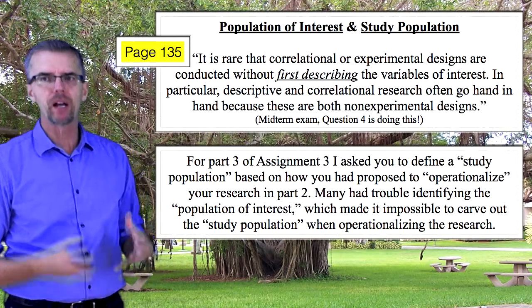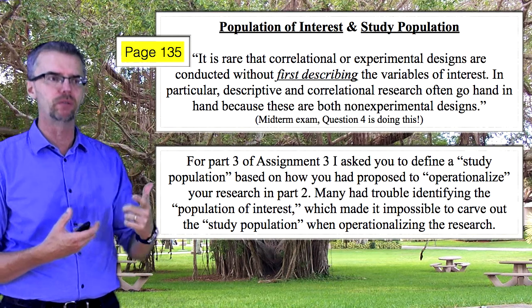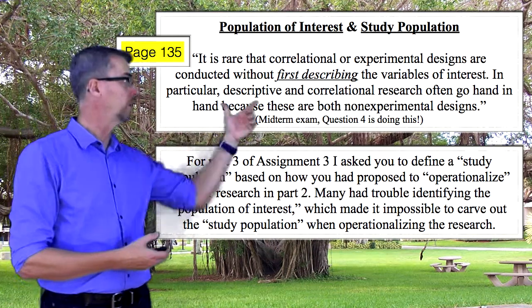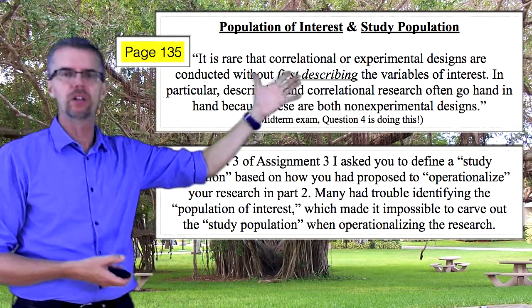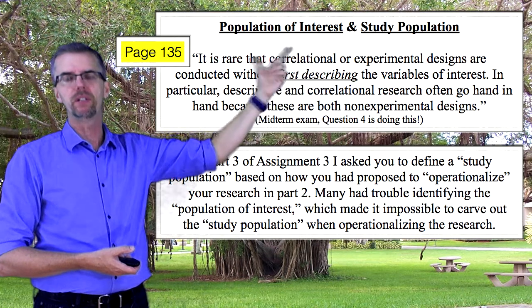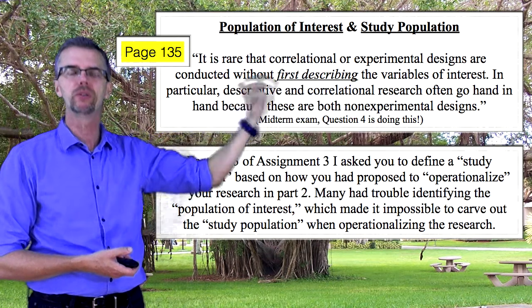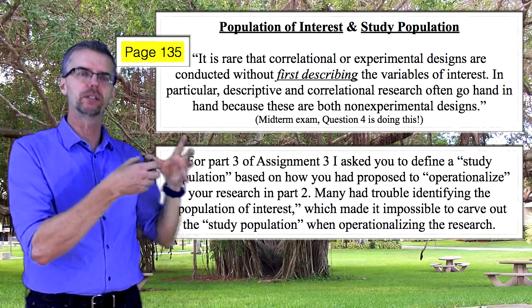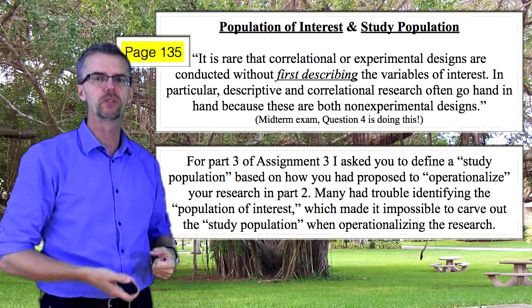The first thing you have to start with assignment number 3 is this idea that you've got to define a population of interest, and you've also got to define your study population. They're related to each other, but the parameters of each are very different, and it's very difficult to sometimes get your mind wrapped around that when you're designing a study or when you're trying to get your mind wrapped around exactly what it is that you're studying.